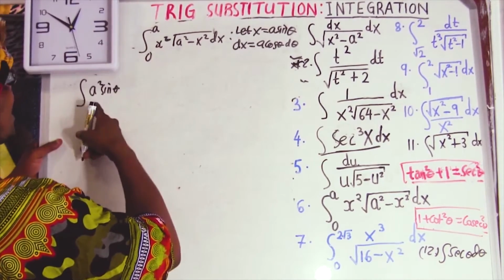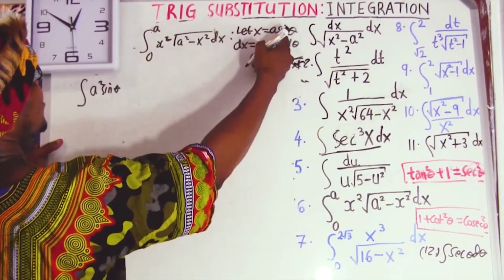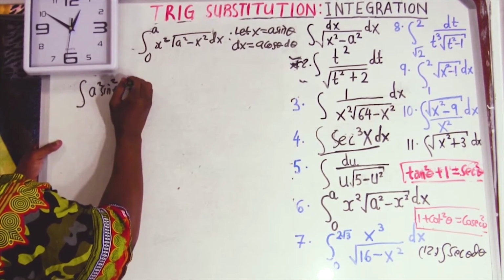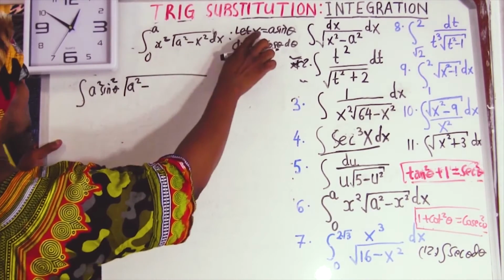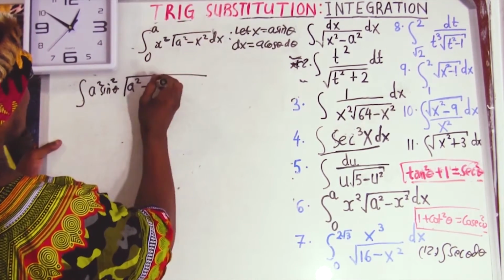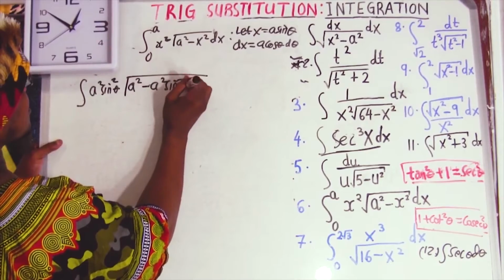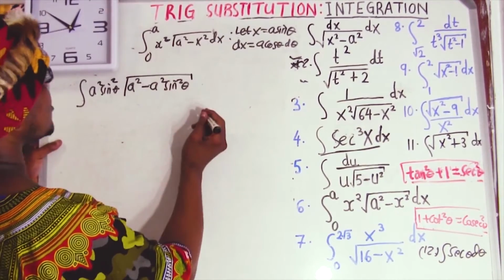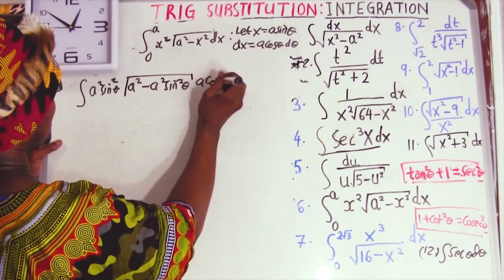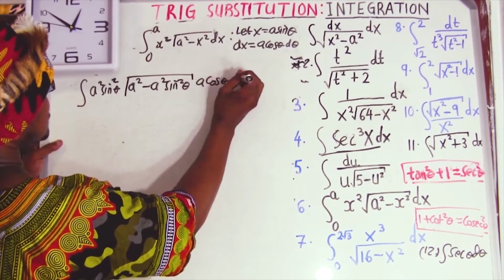X squared, so it means x squared equals a squared sine squared theta. Okay, now come here: a squared minus x squared equals this, which means x squared equals a squared, because all of this you must square. Okay, dx, what is dx? dx equals a cos theta d theta.